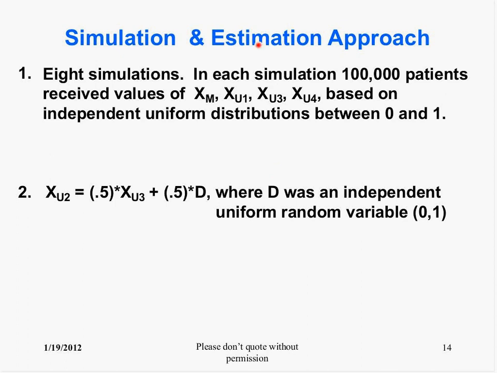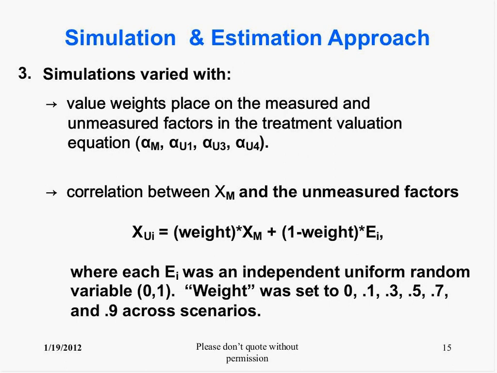Then we calculated a new variable for XU2 to make sure that XU2 was related to X3, just using a weight of 0.5, where we create another independent uniform random variable, and XU2 was defined as being half XU3 plus this independent variation. So we broke up the relation, but there still was a correlation between XU2 and XU3.